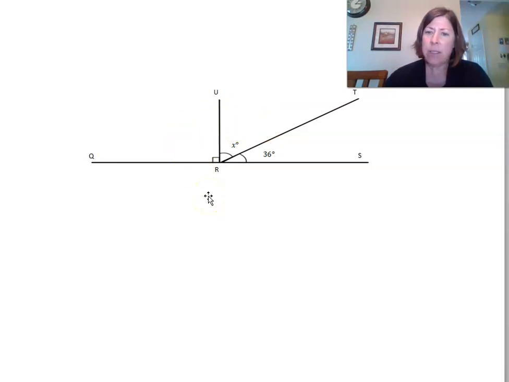Now you're also going to notice something else. There's only one number, but there's this little box there, that square. What does that tell us? What piece of information does that little square right there tell us? Well, if you remember, a square angle is a right angle. So I know that this is 90 degrees.